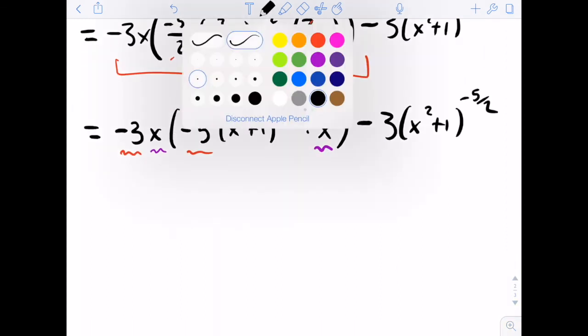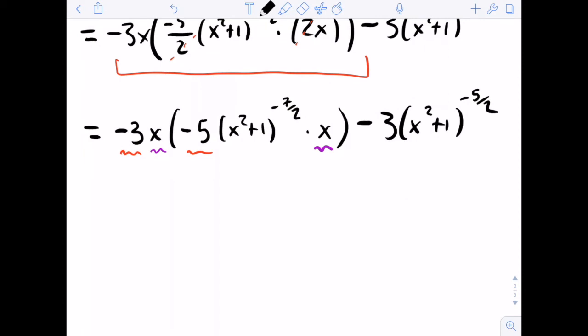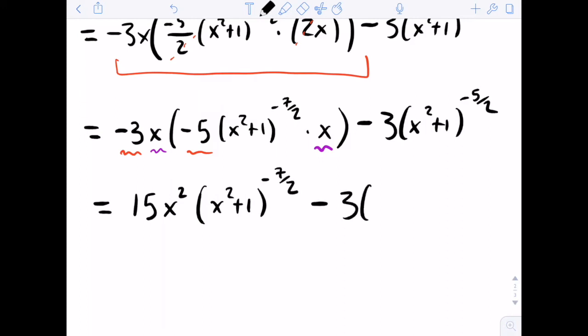Okay, so after combining everything here, the negative 3 times negative 5 is positive 15, and the x times x gives you an x squared. And then you're left with x squared plus 1 to the negative 7 over 2, and then you have a minus 3 times x squared plus 1 to the power of negative 5 over 2, with the negative sign.